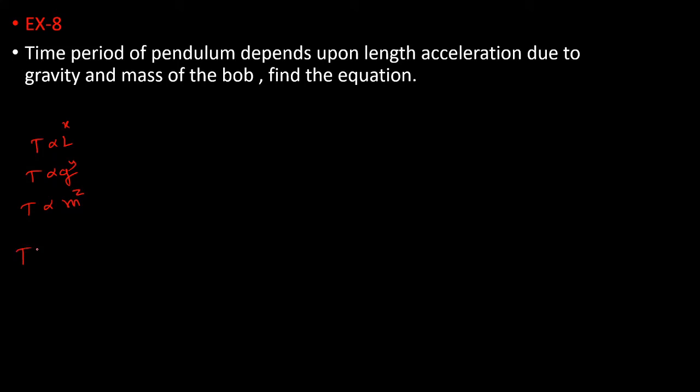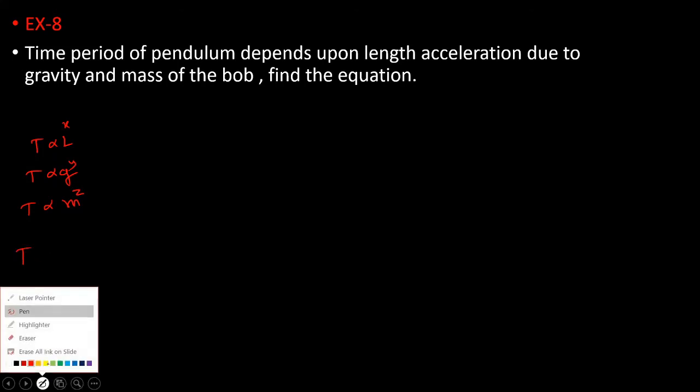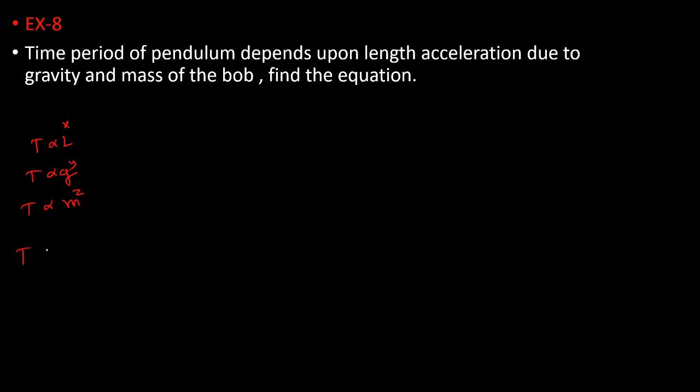Now what will be the complete equation? We need to write down the complete equation. So the complete equation will be T proportional to L to the power x, g to the power y, and m to the power z. Is that clear to all of you? So what can I write from this equation? T will be k, a constant, times L to the power x, g to the power y, and m to the power z. Clear?